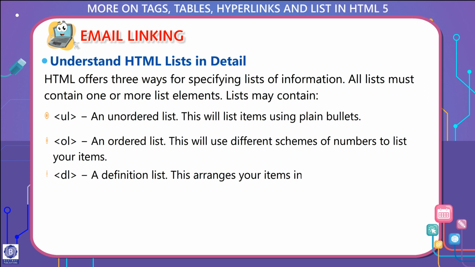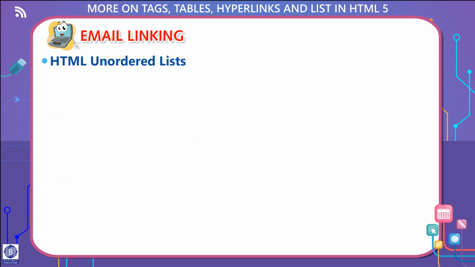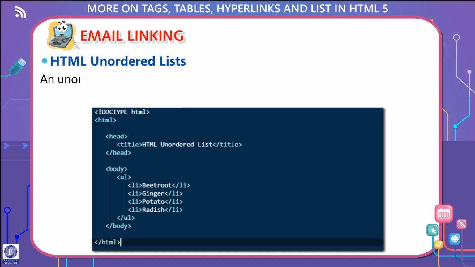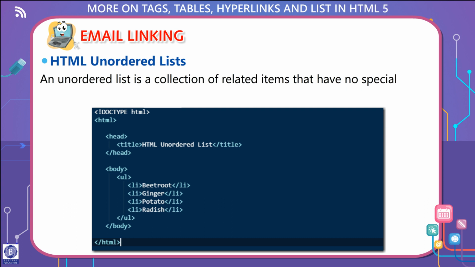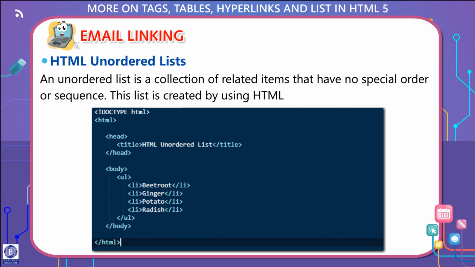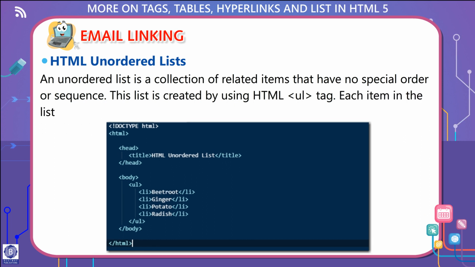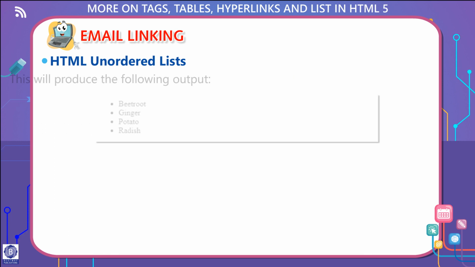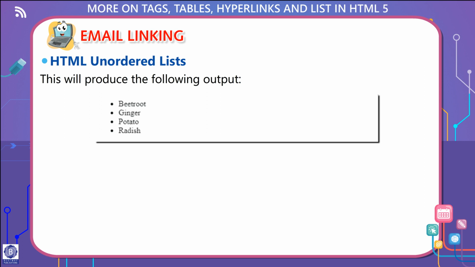This arranges your items in the same way as they are arranged in a dictionary. HTML unordered lists. An unordered list is a collection of related items that has no special order or sequence. This list is created by using the HTML UL tag. Each item in the list is marked with a bullet. This will produce the following output.